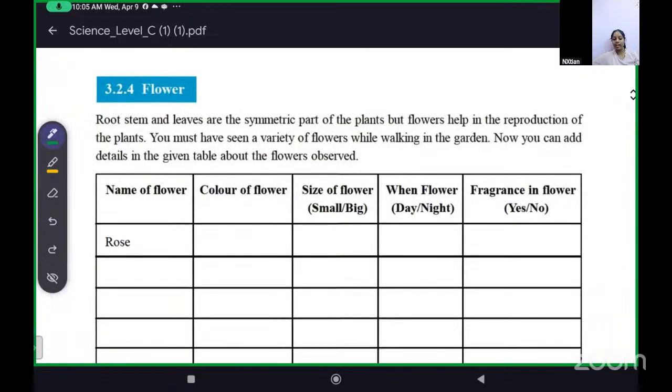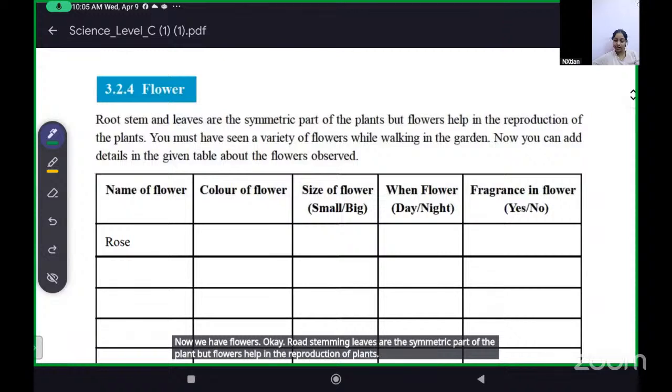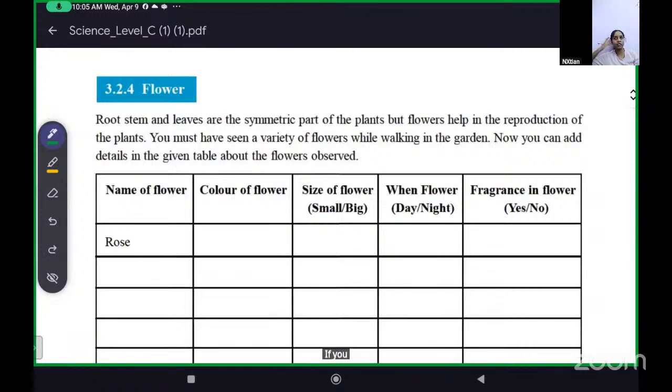Now we have flowers. Roots, stem, and leaves are the vegetative parts of the plant, but flowers help in the reproduction of plants. We know that flowers play a major role in the reproduction of plants.